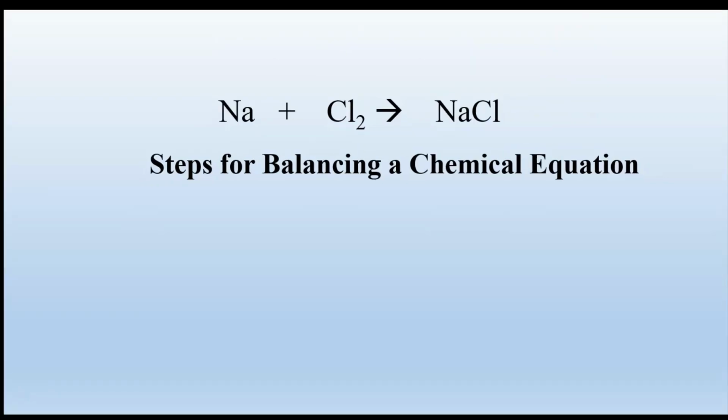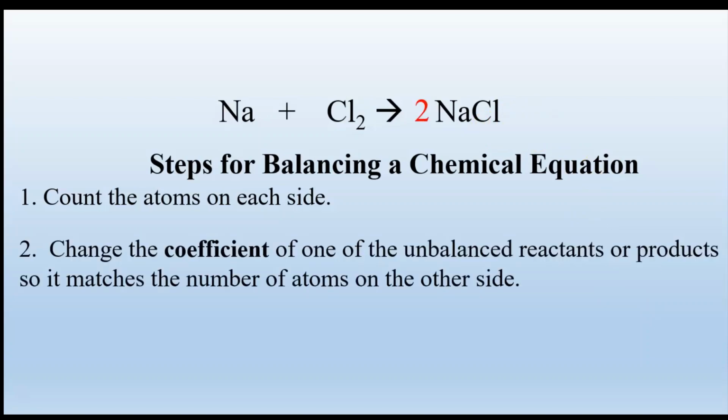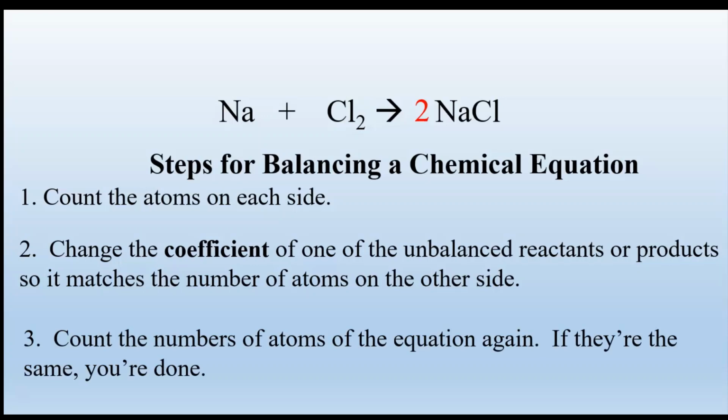An example using this same equation. So again, count the atoms on each side. We already established the sodiums are fine, the chlorines are not. And since we can't mess with the subscripts here, we have to change the coefficients. Change the coefficient of one of the imbalanced reactants or products so it matches the numbers of atoms on each side. Now, as is often the case, whenever you mess with one atom and fix that, you are inadvertently messing with another one. So you always want to count the numbers of atoms again, and if they're the same, you're done. But in this case, you're not, because the sodium has been messed up.